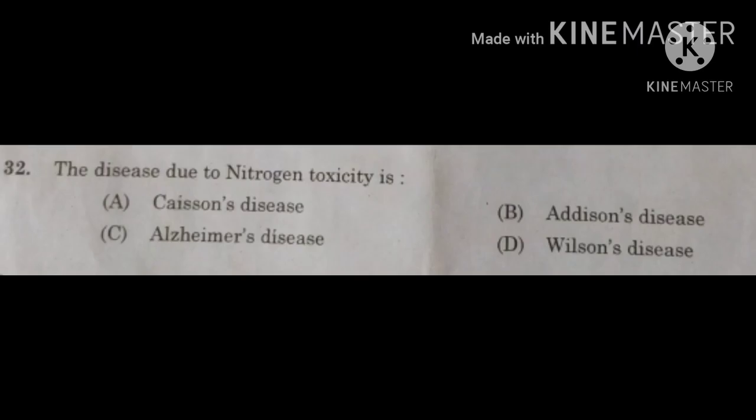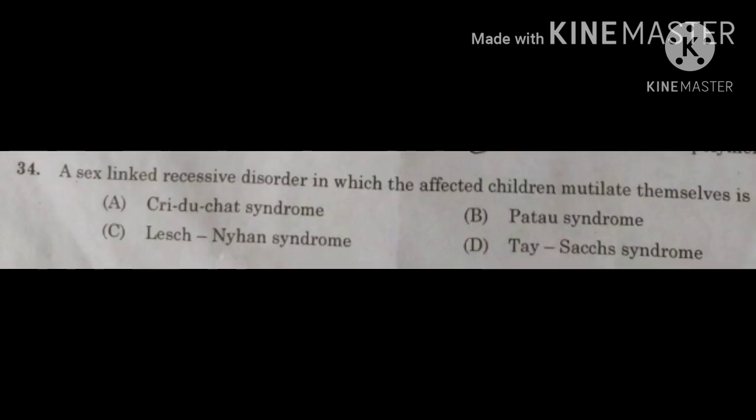So the correct answer for this question is option A, Caisson's disease. Caisson's disease is due to what? Due to nitrogen toxicity. Let's move to the next question.